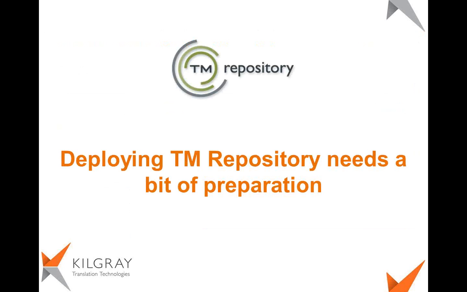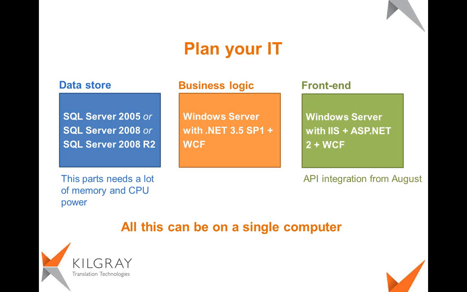And now comes some practical information about deploying the TM repository, because it needs a bit of preparation. I was already mentioning that it's a server application. I'm not saying the same thing about installing desktop applications again. So it consists of 3 layers. If I want to launch myself into geek speak, it would be 3 tiers. This is what the IT literature tells you. There's a data tier, there's a middle tier, and there's a front tier.